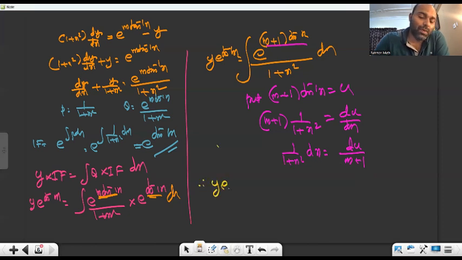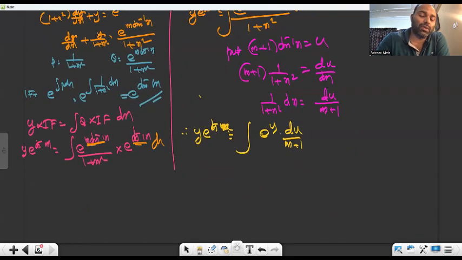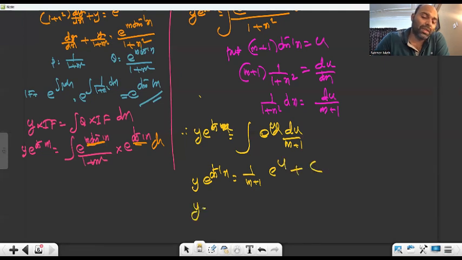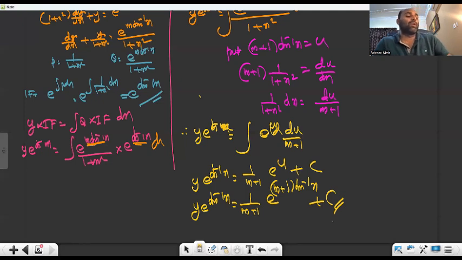Therefore, y e raised to tan inverse x equal to the integral of e raised to u into du by (m plus 1). What is the integral of e raised to u? E raised to u only. So y e raised to tan inverse x equals 1 by (m plus 1) e raised to u plus c. Please replace u: 1 by (m plus 1) e raised to (m plus 1) tan inverse x plus c is the general solution.